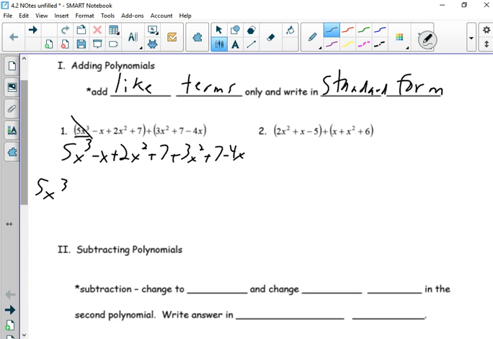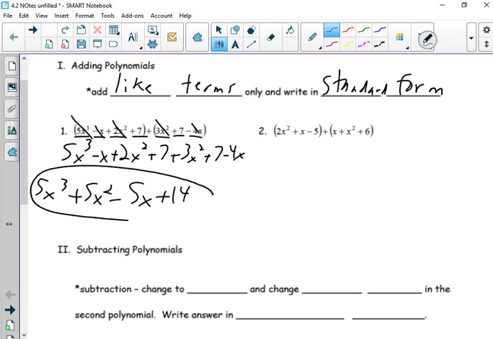Okay, now after 3 comes 2. So I have a 2x squared here and a 3x squared there. They're both positive, so that makes 5x squared. I'm going to cross them out because I'm done with them. After that, I need x's. Well, here's negative x and negative 4x. You borrow $1, you borrow $4, you owe $5. So I got my x's, I'm going to mark those off. Now numbers, constants. 7 plus 7, 14, and that is in standard form.